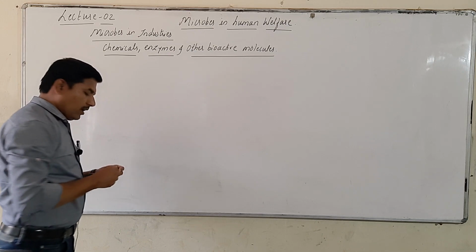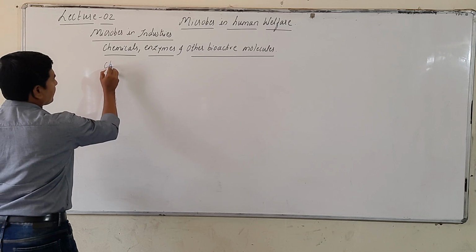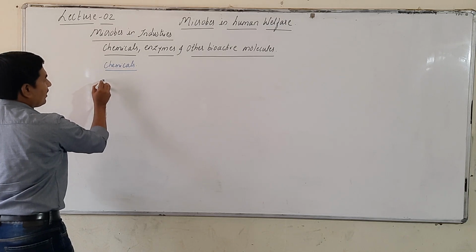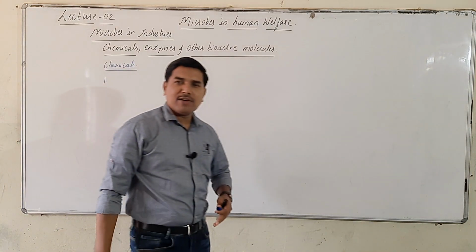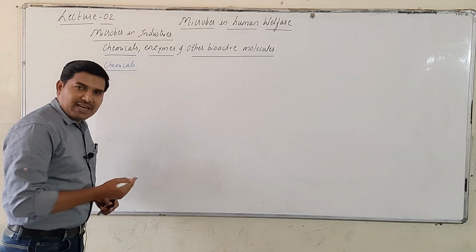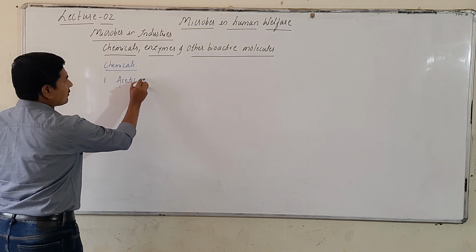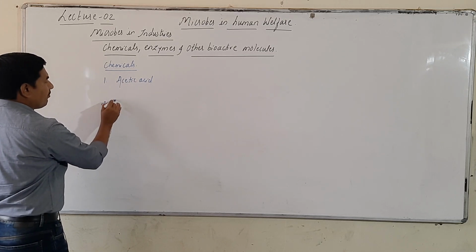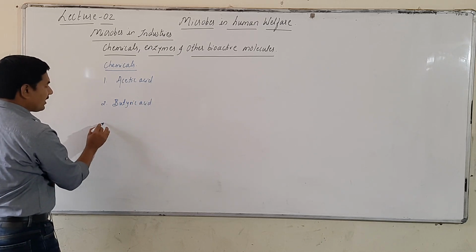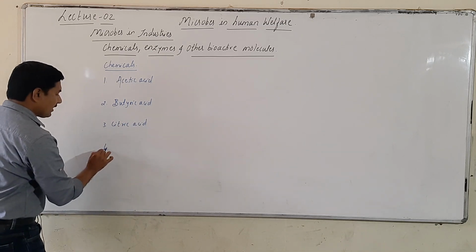Okay, out of these, let's come to the first heading. First heading is the chemicals. In this chemical, let us take the first one. I'll just go in serial, sequential order. The chemicals are ABCl chemicals. First one is acetic acid. Second one, butyric acid. Third one, citric acid. And fourth one, lactic acid.